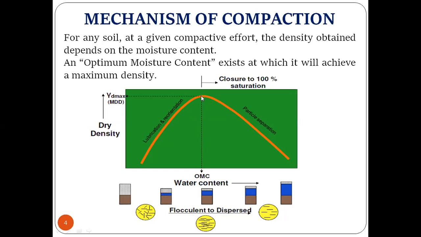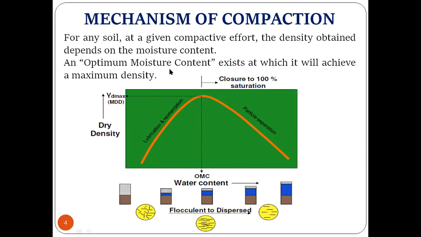So that point where you are going to take the maximum or optimum dry density and the moisture content, that is your point. We are going to take it on the y-axis, it is gamma d max, that is maximum dry density, MDD. And the point on the x-axis from where we get the MDD, we are calling it OMC, that is optimum moisture content.